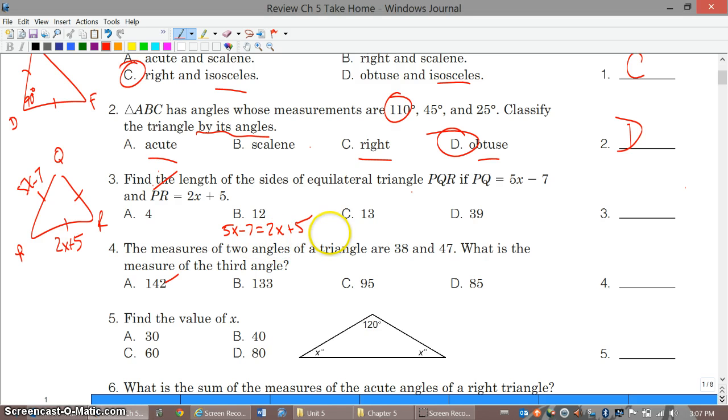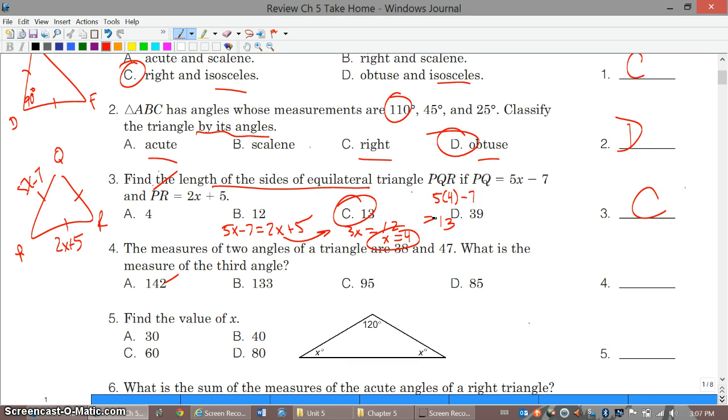So I'm going to subtract 2x. I get 3x, and then plus 7, so it's going to be 12. So x is 4. We have x, but that's not the answer to our question. Our answer is the length of the sides of the equilateral triangle. So we need to put that back into one of them and see what that measure actually is. So it's 20 minus 7, or 13. So the answer is C.